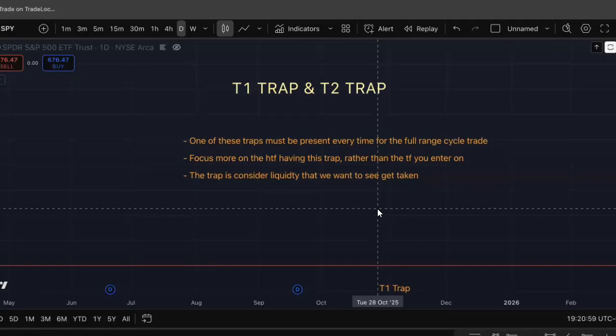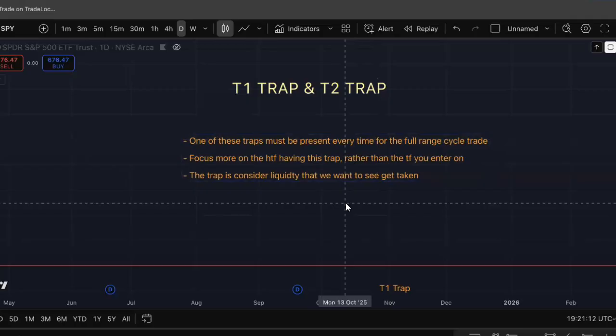T2 traps are kind of like the framework of how we look at the market, how we look at structure, how we know when to actively look at a trade. So for starters, one of these traps must be present every time for a full range cycle trade. That does not mean it needs to be present to take a trade, but if you want a full range from internal to external, you want to see some type of trap, T1 or T2.